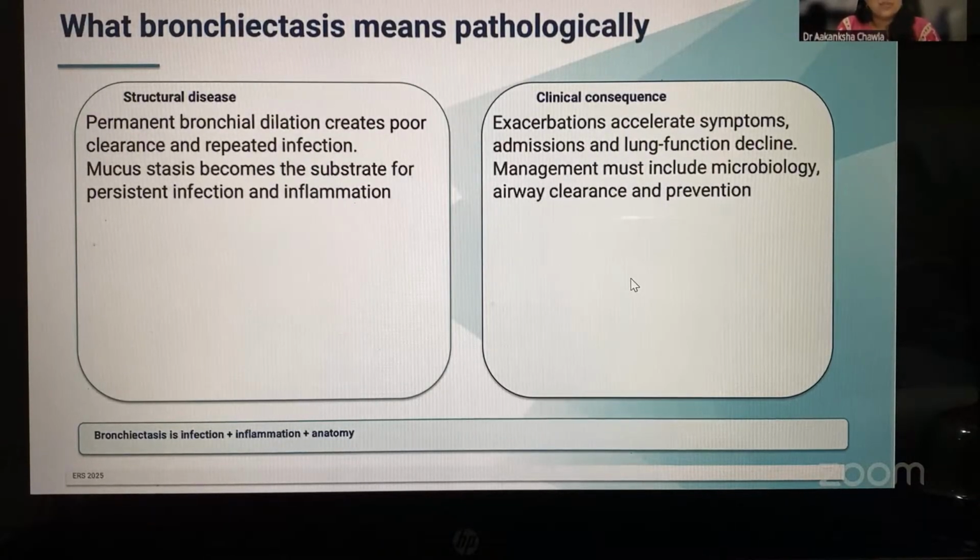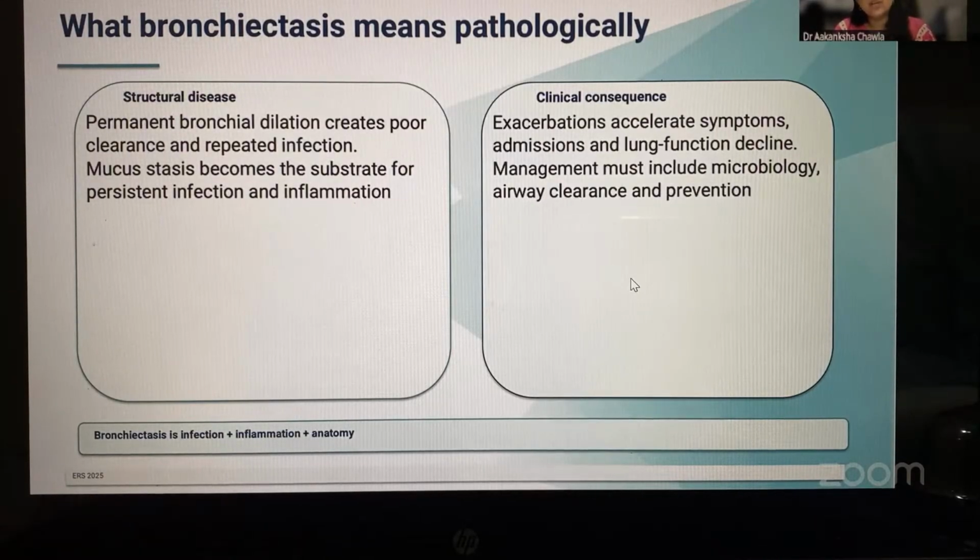So just to recapitulate, what does it mean pathologically? It is basically the permanent bronchial dilation, which creates poor clearance and repeated infection. Because of the mucus stasis, it becomes a substrate for persistent infection and inflammation. So what would it lead to? It would cause more exacerbations, cause worsening of the patient's symptoms, more repeated admissions to the hospital, and eventually, decline in the lung function. So the management of bronchiectasis and exacerbations always should not be only focused on microbiology.